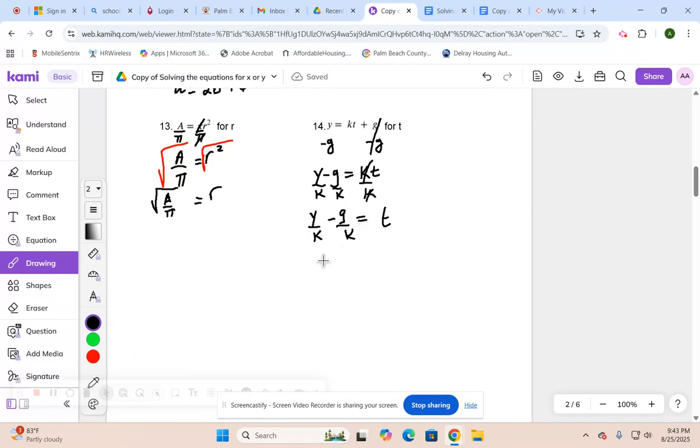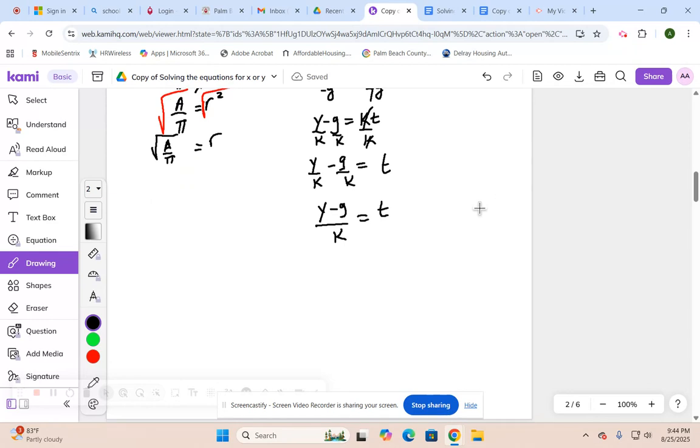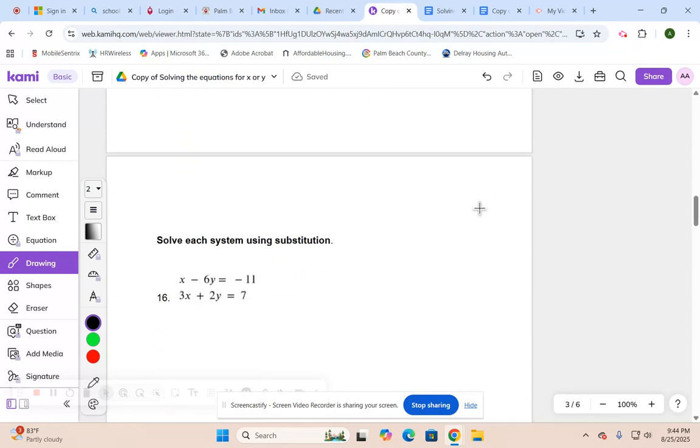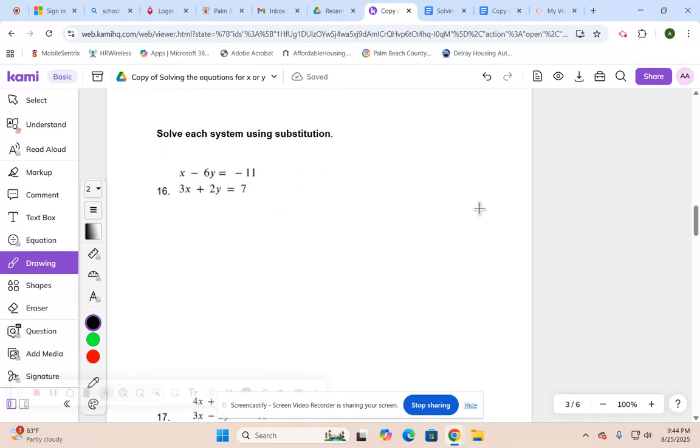Or you could have written it out this way, y minus g over the numerator k, because they both have the same numerator. We could have written out our answer this way. It means the same thing. All right, on the next page, we're going to be reviewing solving systems.